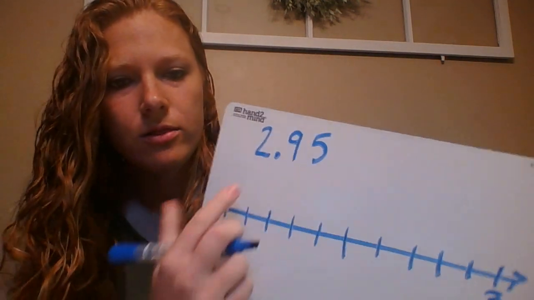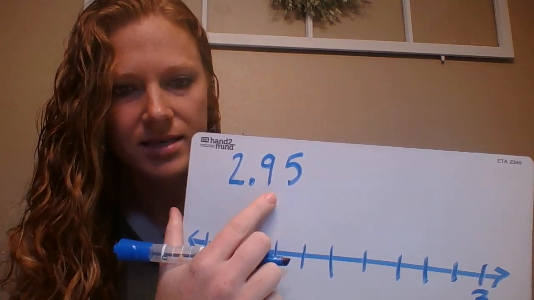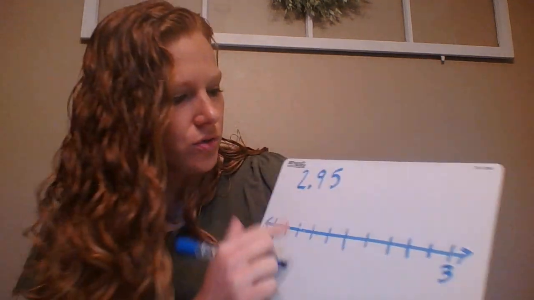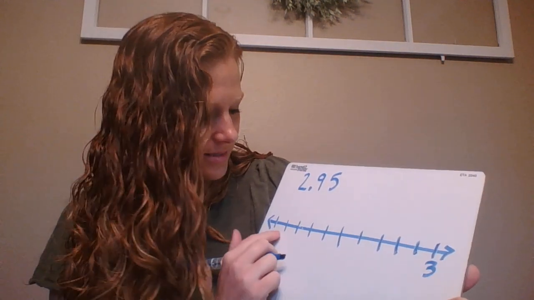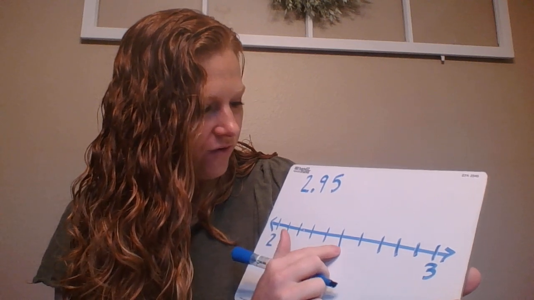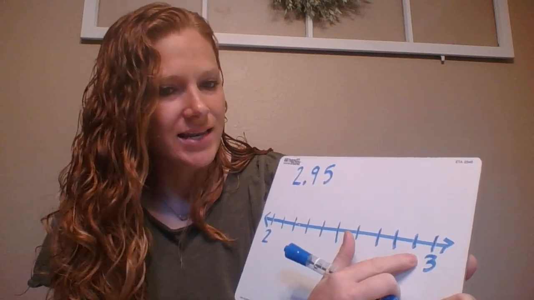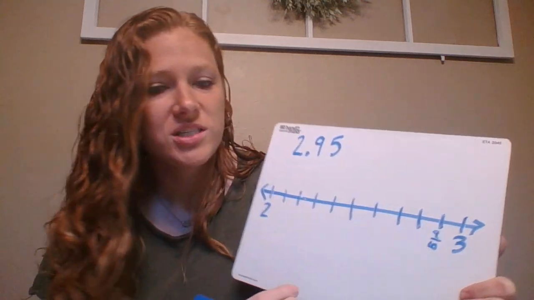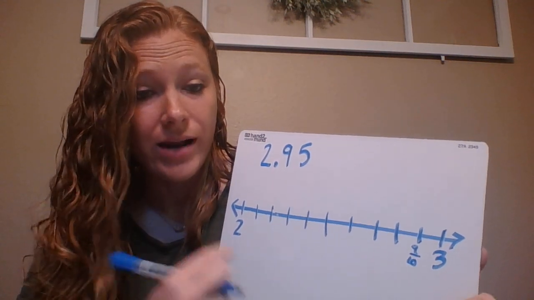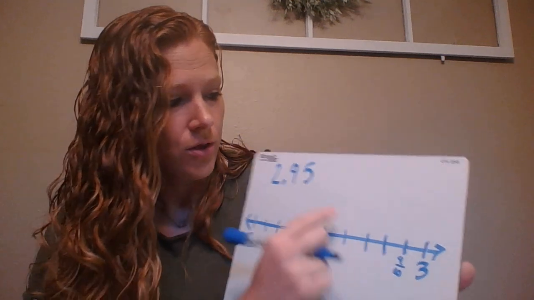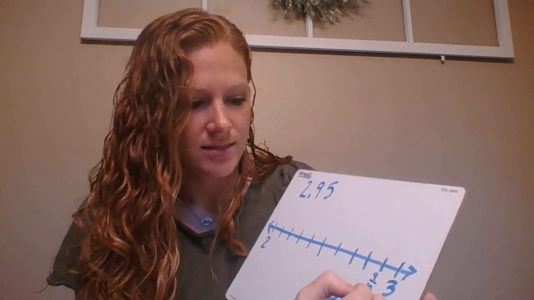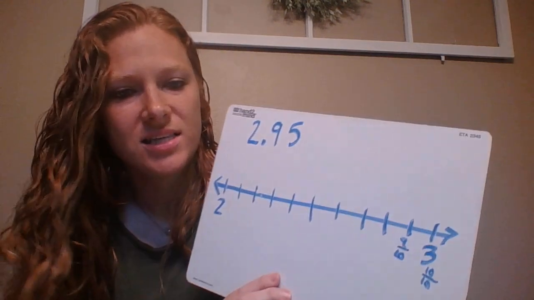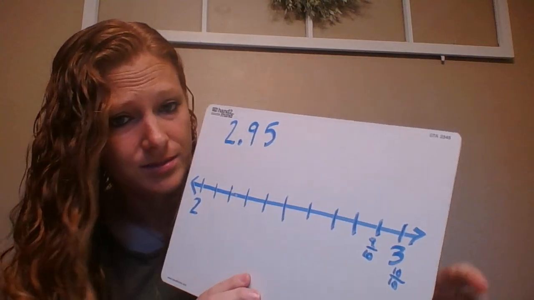So if we look at the tenths place of this number that we're supposed to plot, it is 9. So I'm going to go to the 9th tenth. So 1, 2, 3, 4, 5, 6, 7, 8, 9. I know that this is 9 tenths, which is the same as 90 hundredths. So this would be 10 tenths, which is the same as 100 hundredths.